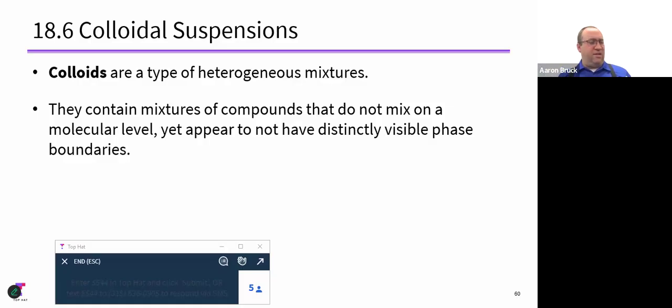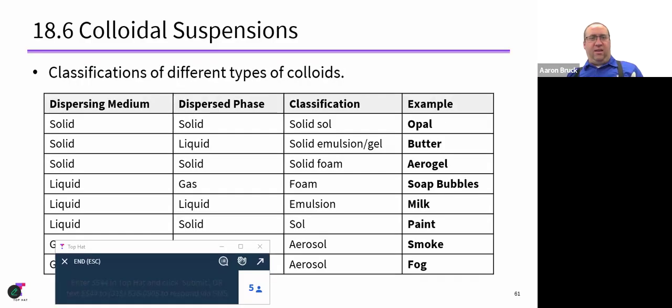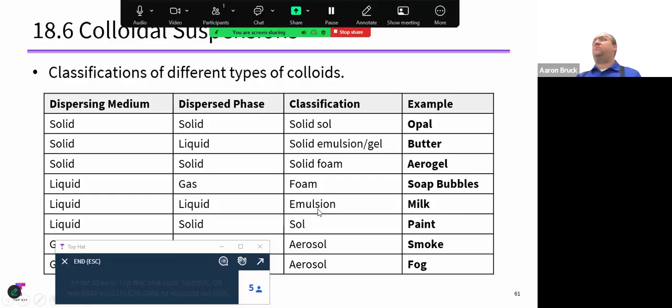When it comes to colloids, most people will focus on one particular colloid, and that is the emulsion. The reason we think about emulsions is because that's probably the one that we encounter the most. Milk is a fantastic example of an emulsion.